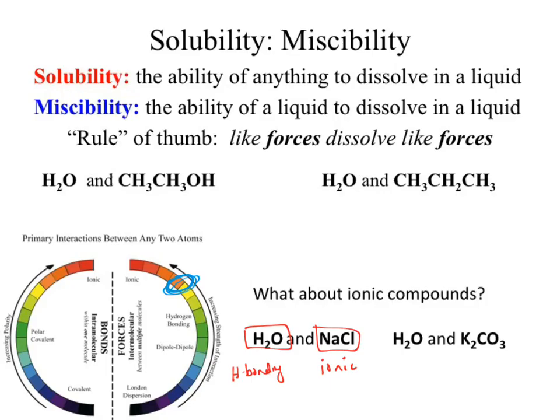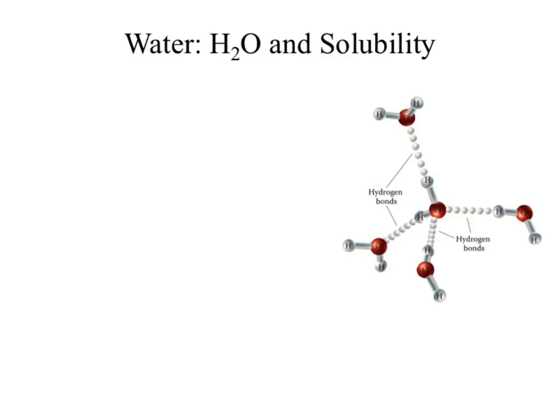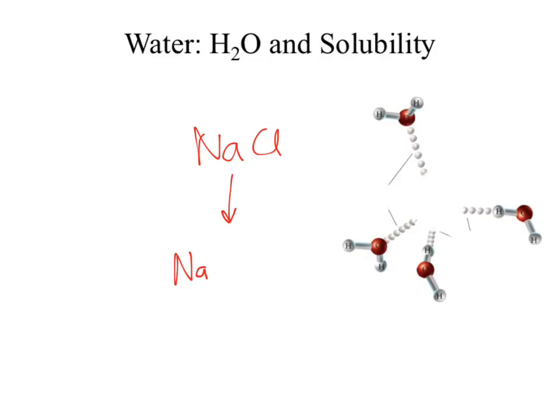We could go back to our rule one. If we ignore those hydrogen bonding terms, consider dissolving salt in water. What happens to salt when it dissolves in water? What does it become? NaCl becomes Na plus and Cl minus.